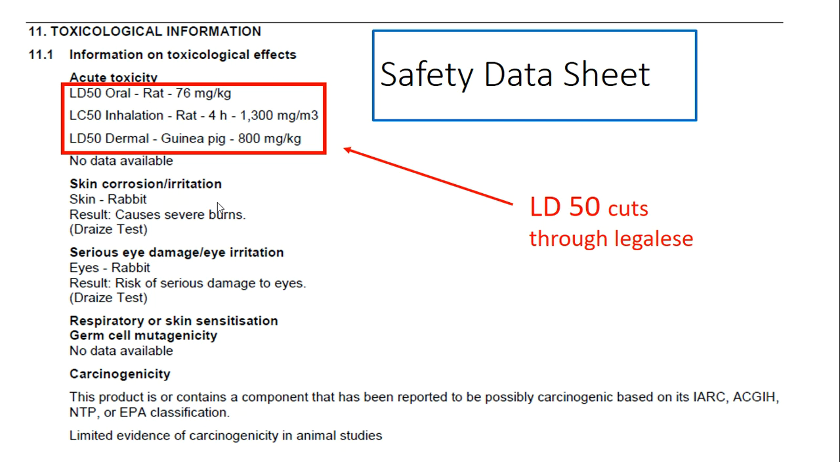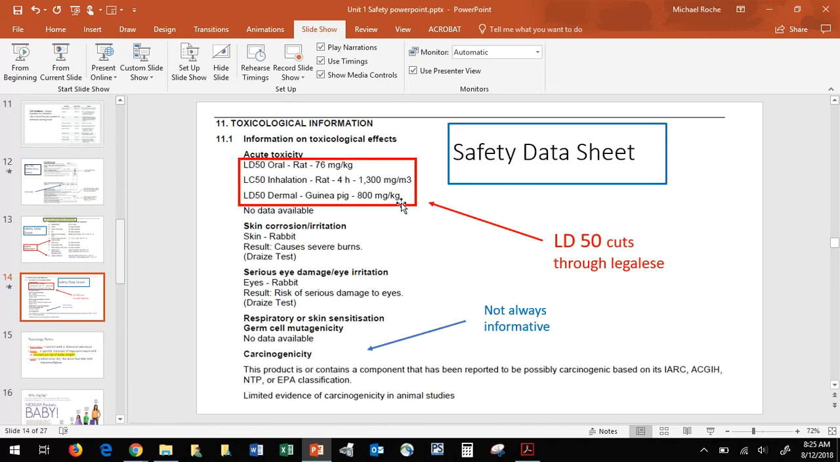And the other thing that's helpful to know, if you look here, this product contains a component that has been reported to be possibly carcinogenic, right? People are going to try to cover themselves from lawsuits, basically, and make sure that they don't say anything for certain. And because of this, a lot of these get very complicated. And so there's this thing called LD50, which does help you cut through the legalese and really tell me where I stand. So let me show you an example of this.